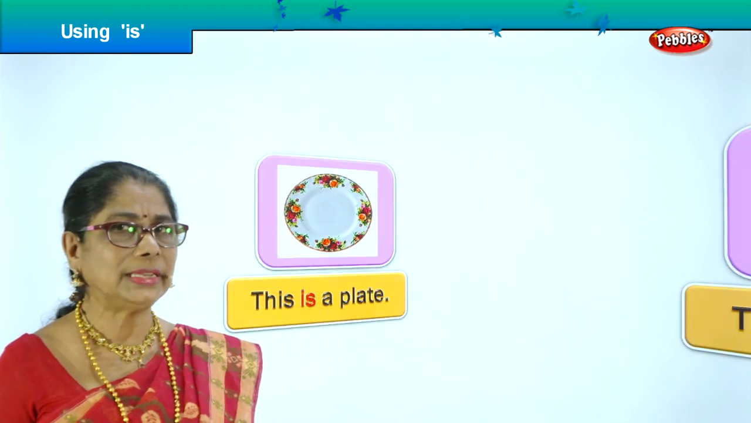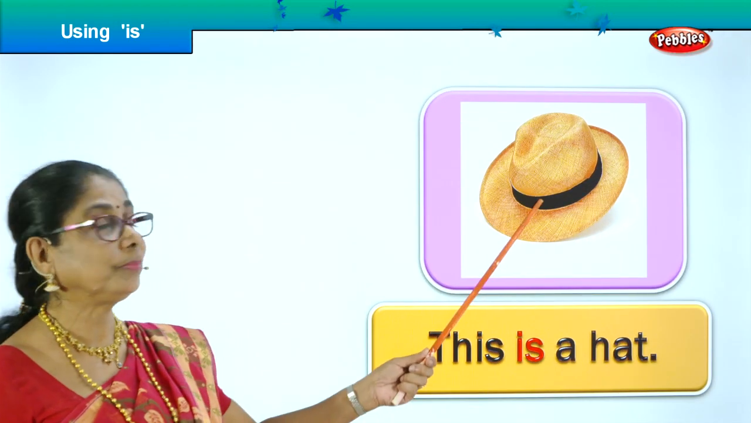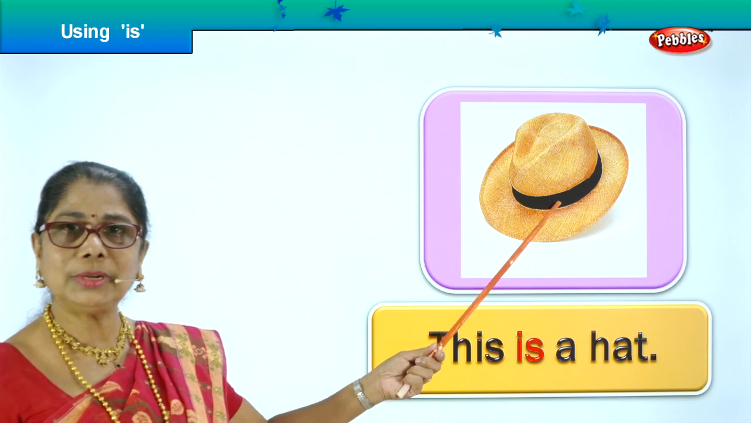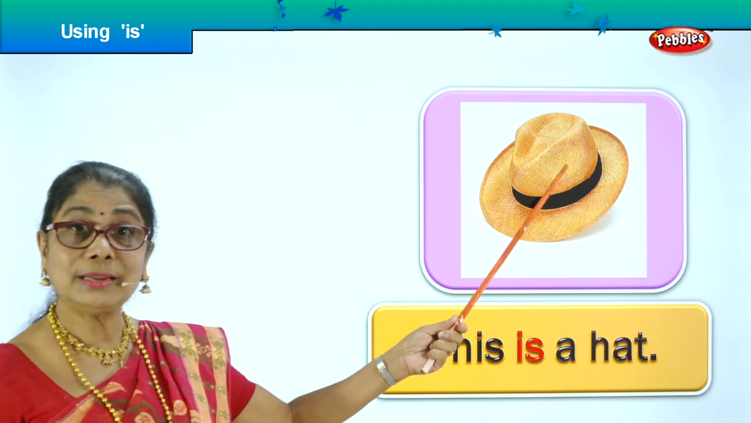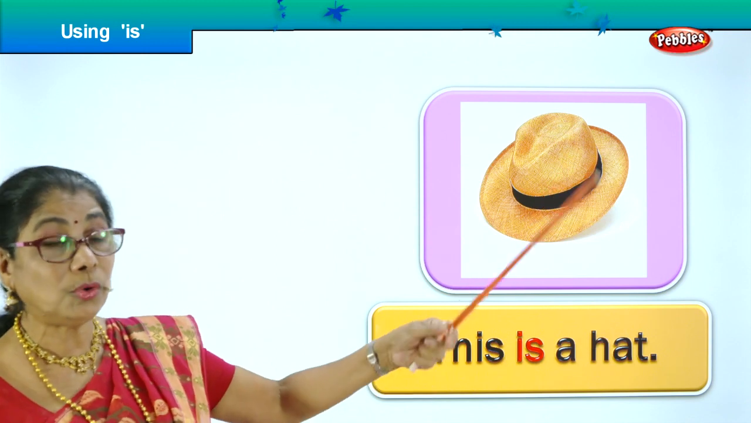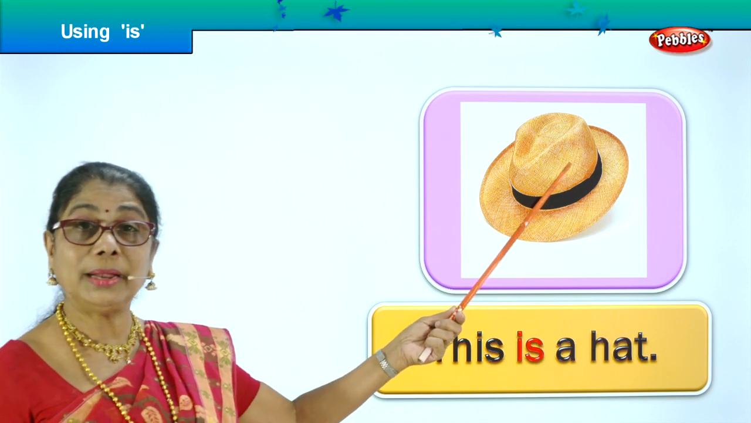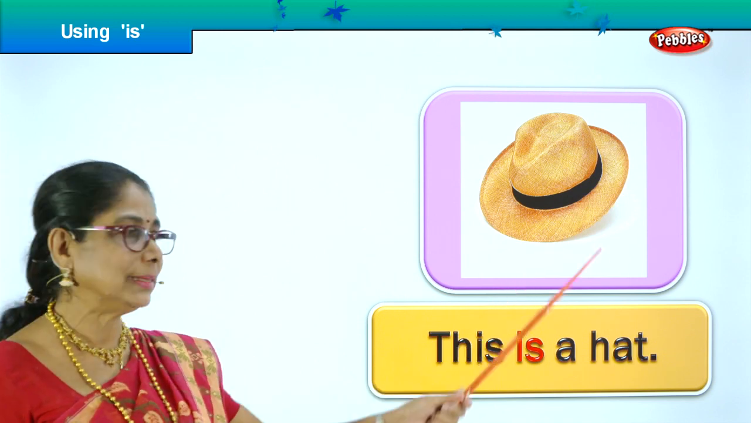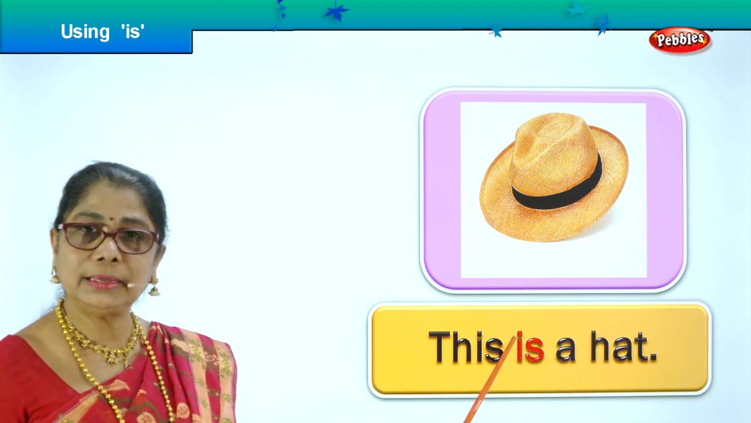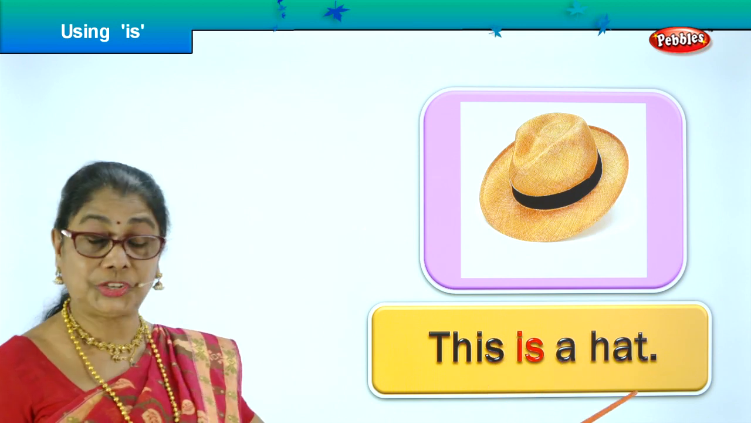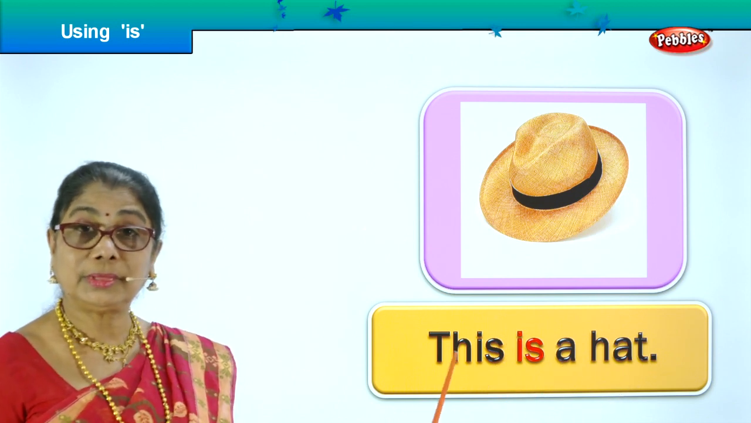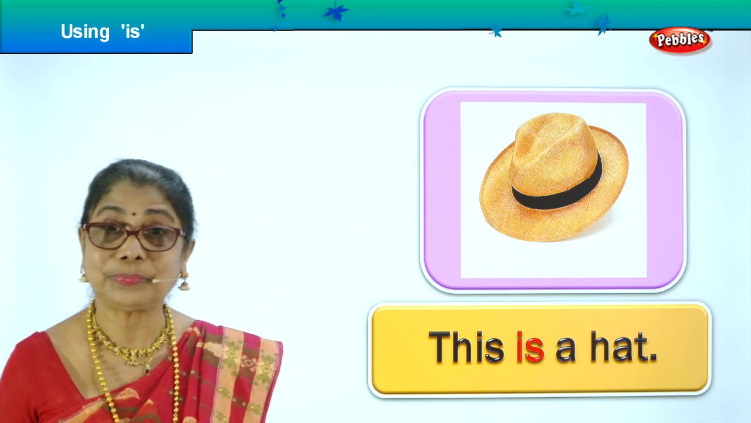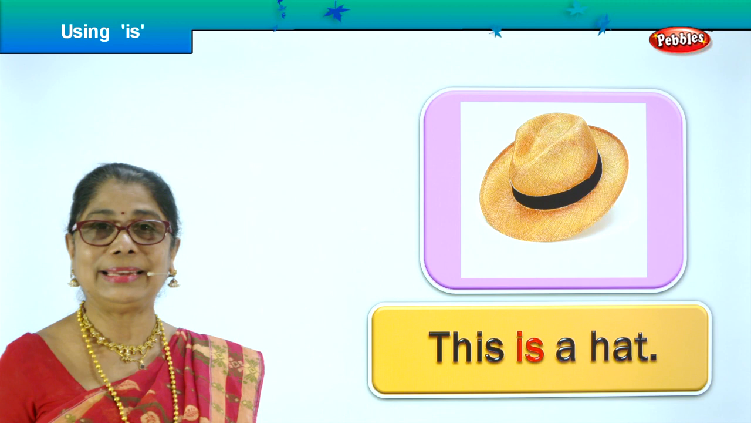And look at the use of is in the sentence. Do you have one like this? Yeah. What is this? A hat. When you go out on a sunny day, when you go outside with daddy on the bike, you put the hat on your head. What is this? This is a hat. This is a hat. Use of is in the sentence. Good.